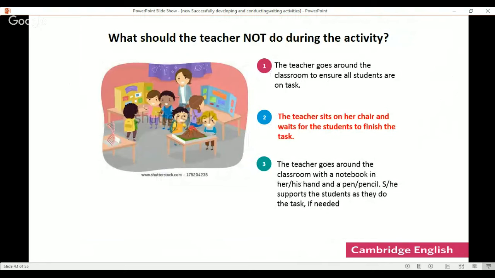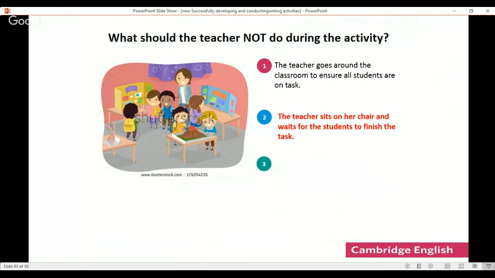So the teacher sits on the chair and waits for the student to finish the task. This is not something that the teacher should be doing.